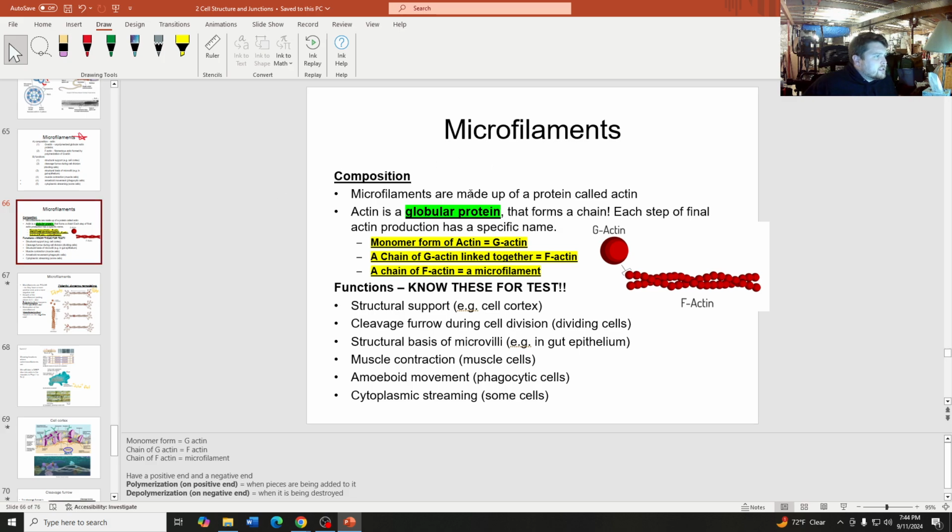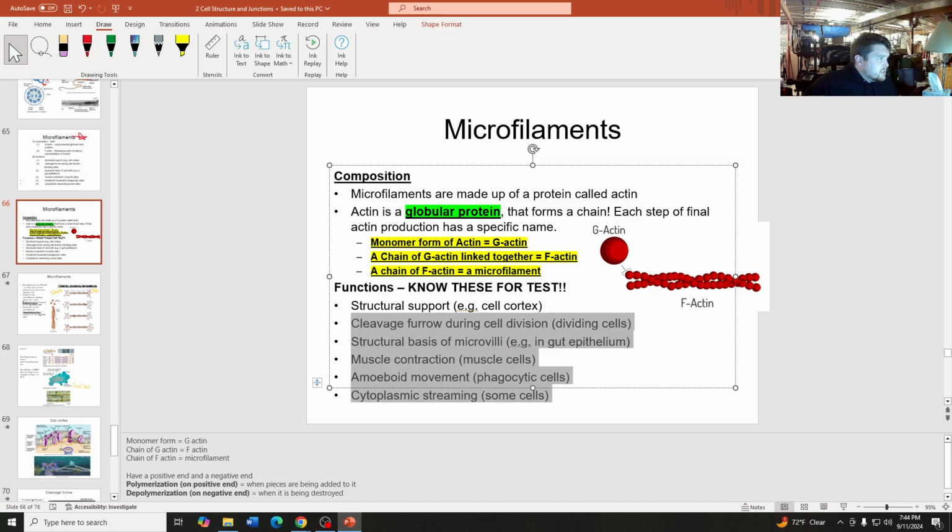Again, microfilaments, made up of a protein called actin. It's a globular protein that forms a chain. The monomer is G-actin. The chain is F-actin. All together it becomes a microfilament. Here, again, these are those functions.